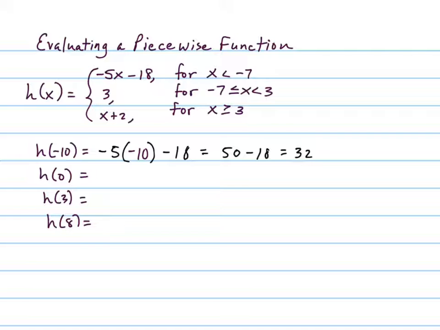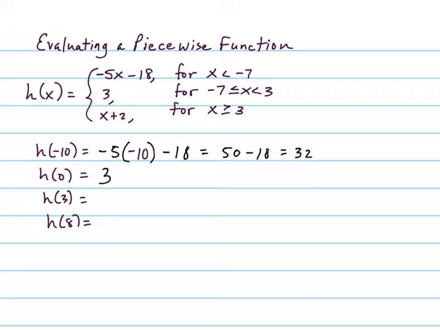And so for h of 0, now notice 0 would be in here between negative 7 and 3. And so our output is 3. That's all we need to put there. There's no x in this output. Our output's 3 no matter what our input is when we go from negative 7 to something that's less than 3.